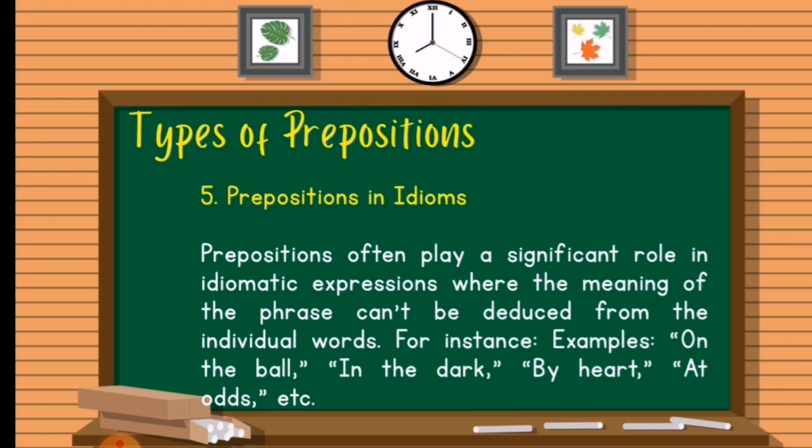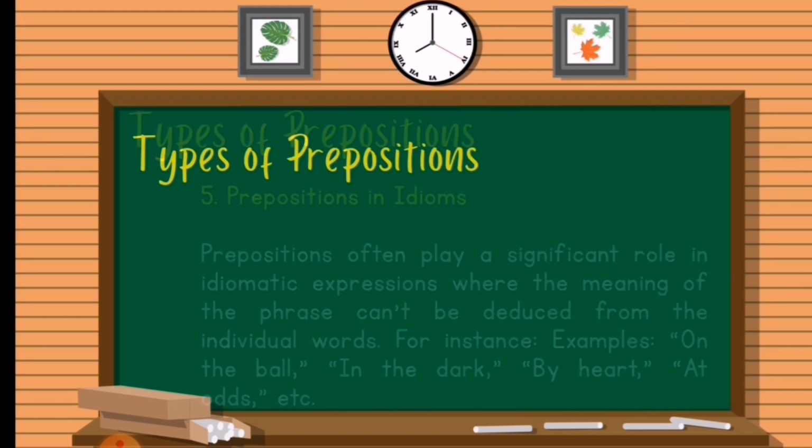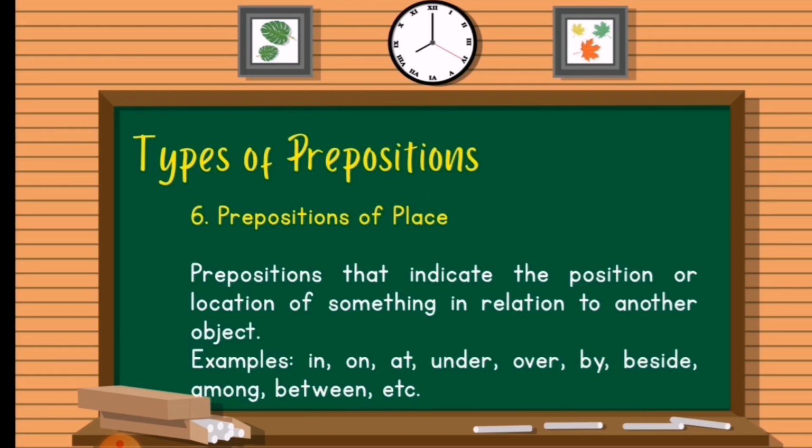The next type of preposition is the preposition in idioms. So prepositions often play a significant role in idiomatic expression, where the meaning of the phrase can't be deduced from the individual words. So the preposition is very important in idiomatic expression, where the meaning of the phrase cannot be deduced from the individual words. So, for instance, the examples of preposition in idioms are on the ball, in the dark, by heart, at odds, etc.